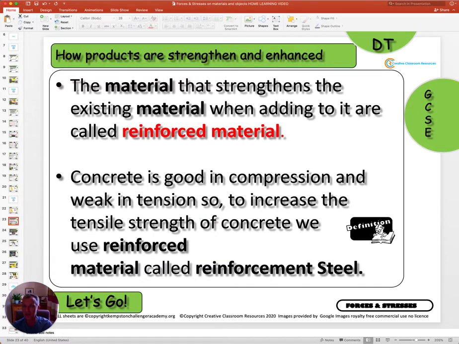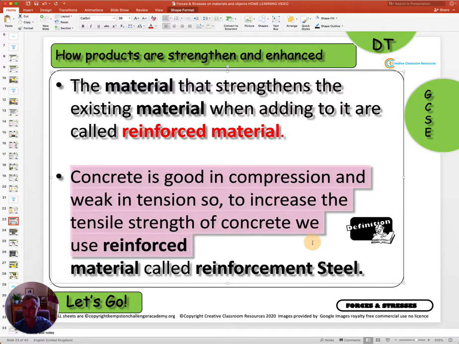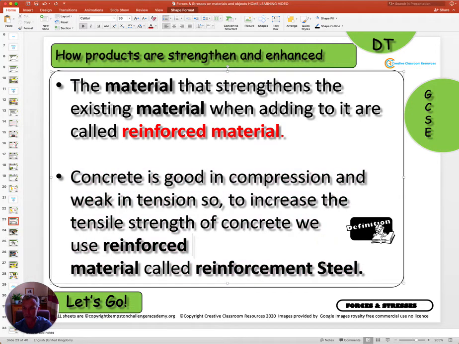How products are strengthened. The material that strengthens existing material when adding to it is called reinforced materials. What this means is that we will take a piece of material, and we will add something to it to reinforce it, to make it much stronger than it actually is. So concrete is a really good example. Concrete is good in compression but weak in tension. So to increase the tensile strength of the concrete, we use a reinforcing material called reinforced steel.